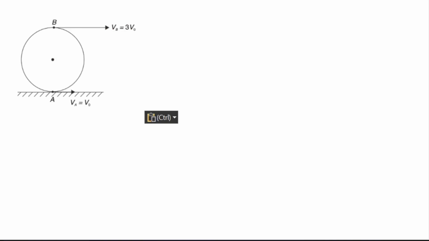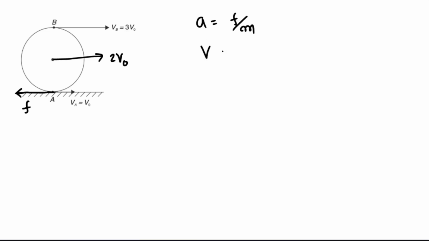देखो यहाँ पे क्या लगा था, फोर्स क्या लगा है, यहाँ पे फ्रिक्शन लगा है, राइट? So this is friction. Now friction will do what? Friction will retard linear motion, right? Because linear velocity is 2 v naught in this direction, right? So it will retard. So acceleration will be how much? F by m. And final velocity at any time t can be written as initial velocity minus F by m t.